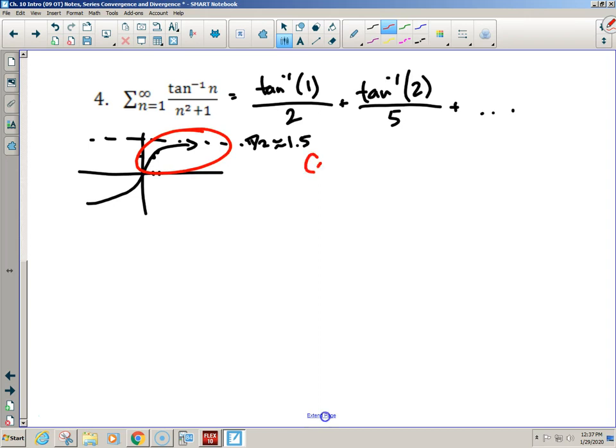So, okay, we're considering the function. Sorry, my bad. We're considering tangent inverse of x all over x squared plus 1.